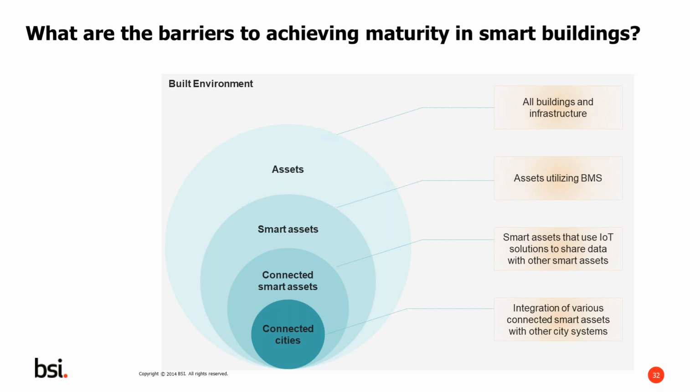Connected smart assets would be the next step down from individual smart assets, which is where a group of smart assets are able to use IoT solutions to share data with each other and actuate and utilize that data to improve optimal performance of those assets and perhaps the services that they're delivering. And then finally, at the very core of that is the idea of connected cities, which is the integration of various connected smart assets and smart communities of assets with other city systems to ensure the improved and optimal use of the urban environment.